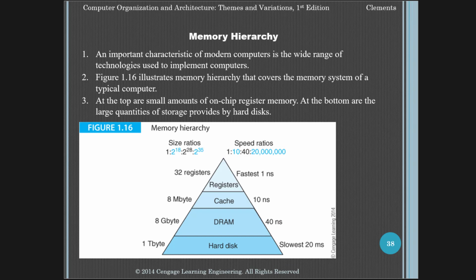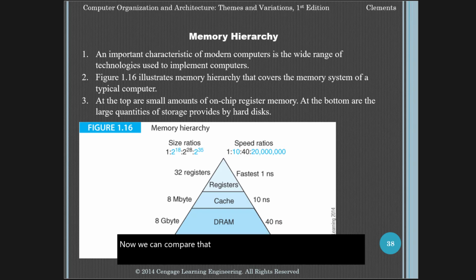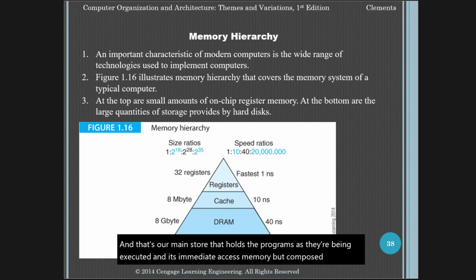Now we can compare that to the DRAM, which is the dynamic random access memory. And that's our main store that holds the programs as they're being executed. It's immediate access memory, but composed of volatile semiconductor memory. And it's volatile because data is lost when power is removed. We probably realize that, right?